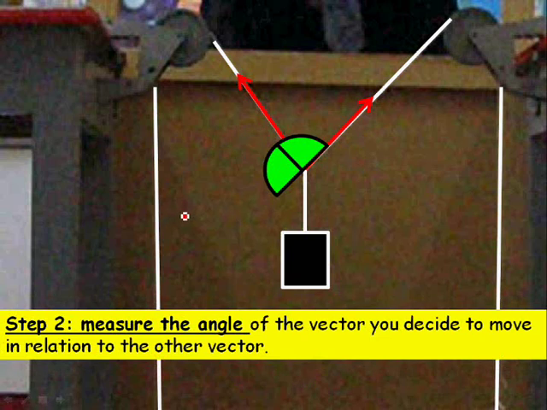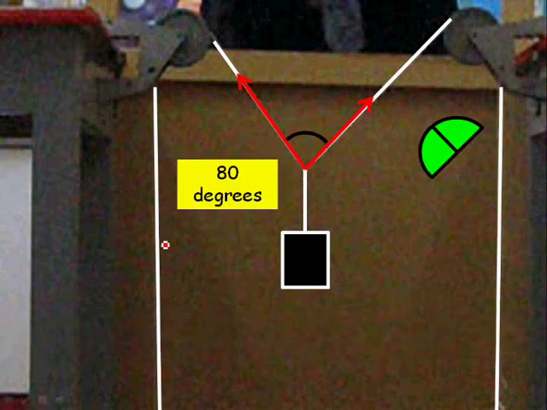Step 2, measure the angle of the vector you decide to move in relation to the other vector. This is the easiest way of doing it. I'll stick my protractor on here, measure the angle between here and here, and then I know this vector's direction as well as its size, so I can then go about moving it. So that's step 2, measure the angle.